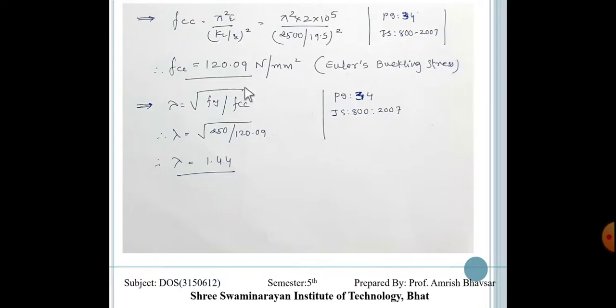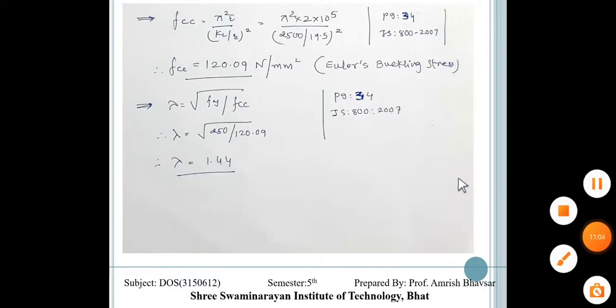Now the lambda is also an important thing for the calculation of phi and all other things. So lambda is the square root of Fy upon FCC. Now we have FCC and we have Fy, so we can get the lambda, that is 1.44. It is also given on page number 34.